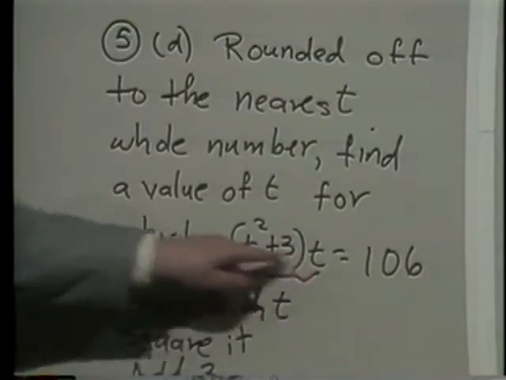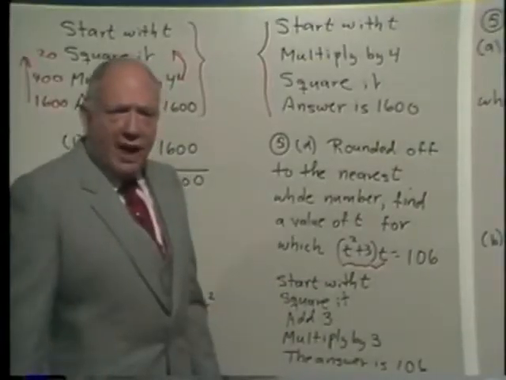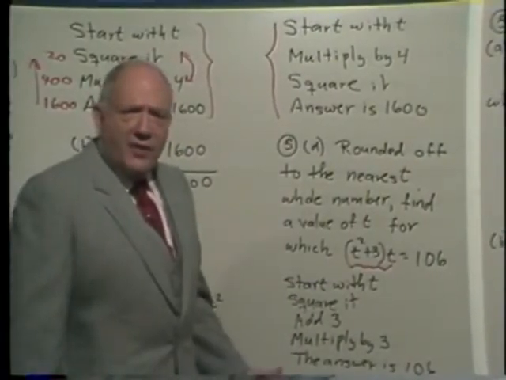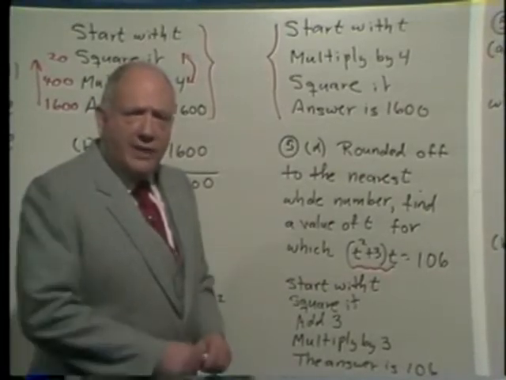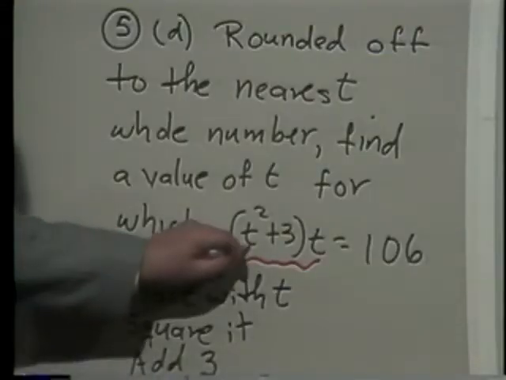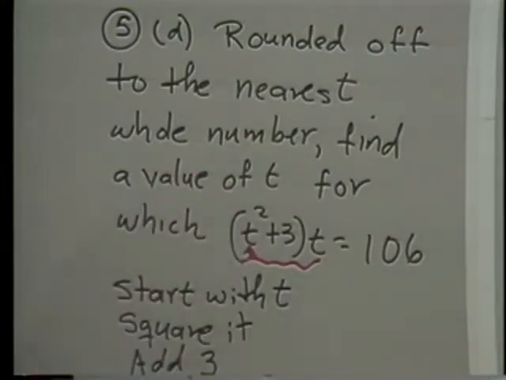But now there's a problem. The letter appears twice. Which one do we start with? Well, since we do everything inside the parentheses first, why don't we start with the parentheses? We locate the t inside the parentheses. What's the first thing that's happening to t?